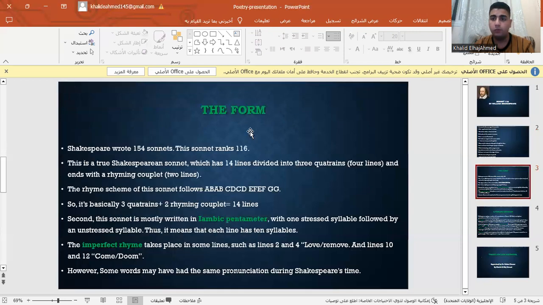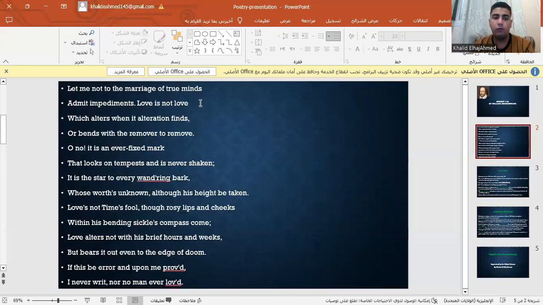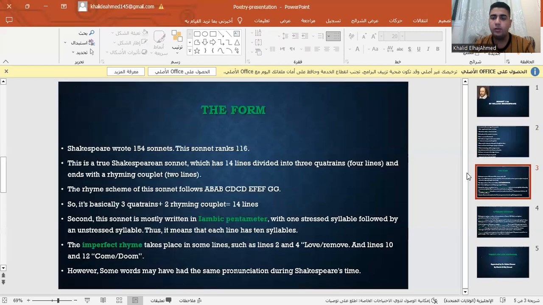So I will start with the poem. Shakespeare wrote 154 sonnets, and this sonnet takes the rank 116. This is the 116th sonnet of Shakespeare. It's a Shakespearean sonnet, and if you count the lines, there are 14 lines. So this is how it makes it a Shakespearean sonnet.